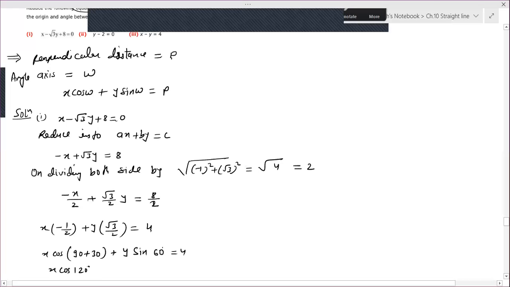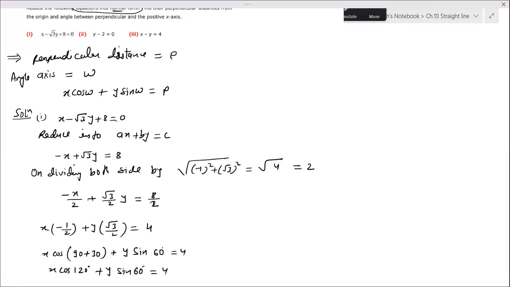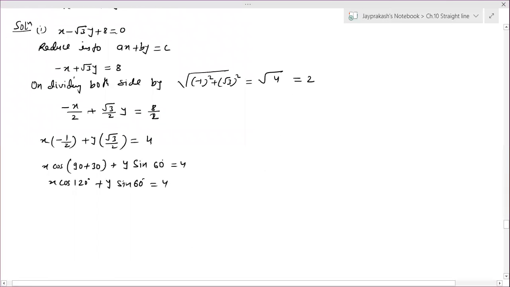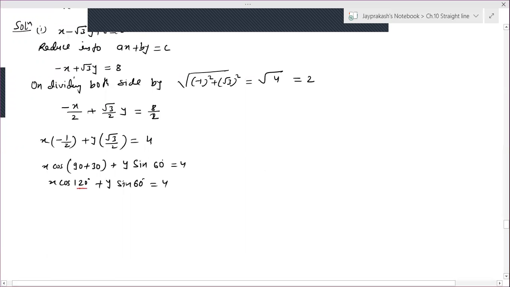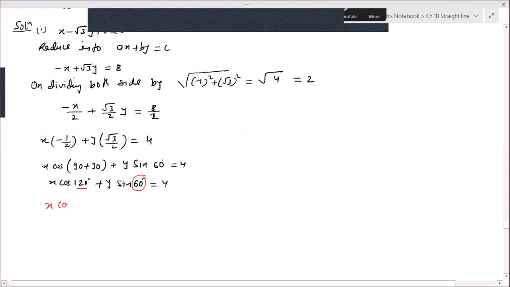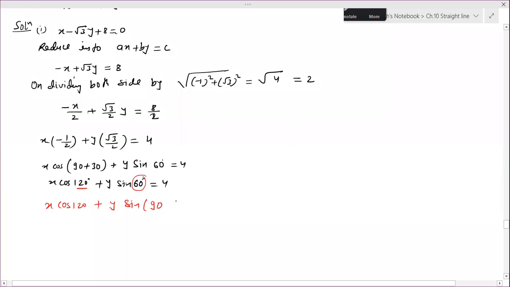Sir, on both sides the angle should be the same. x cos plus y sine 60 degree is equal to 4. Instead of 60 degree, now we need the same angle on both sides. So this cannot be changed because we need the negative with the cos. So it is 120. Now in place of 60, if we write cos 120 plus y sine 120, they have the same value, root 3 by 2.